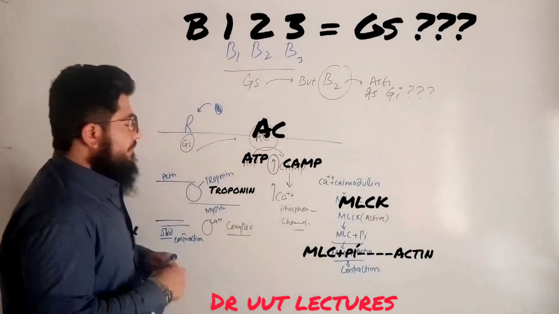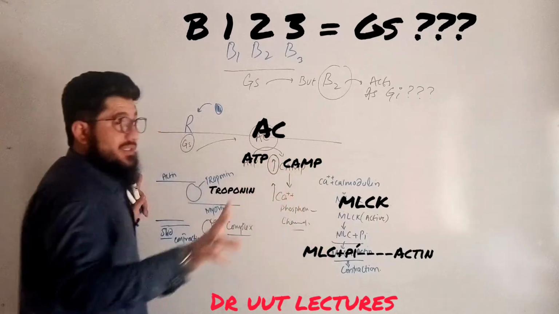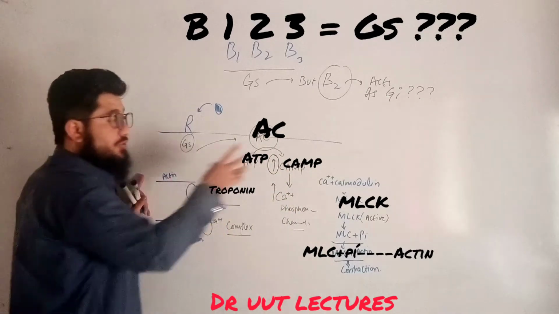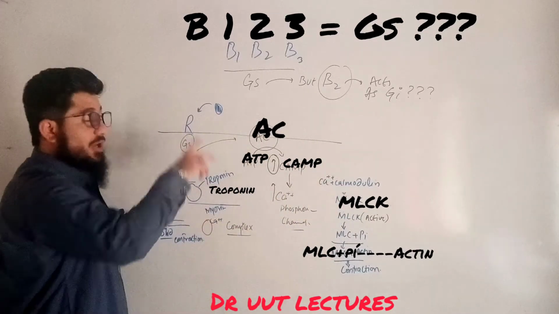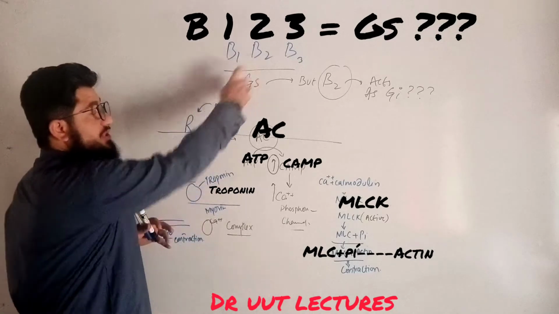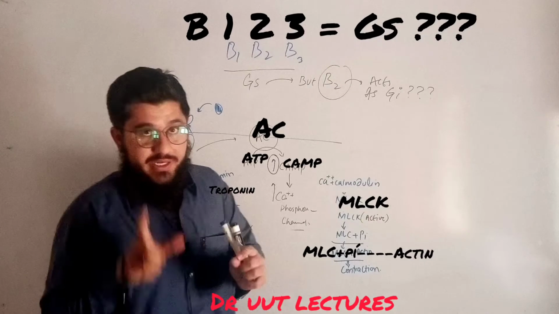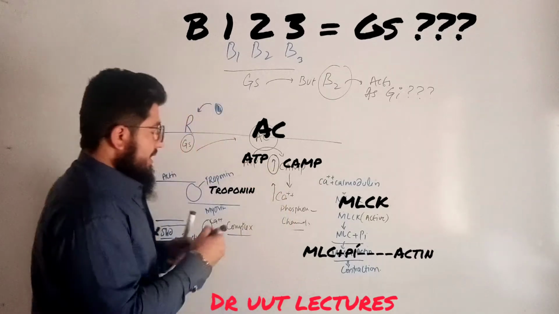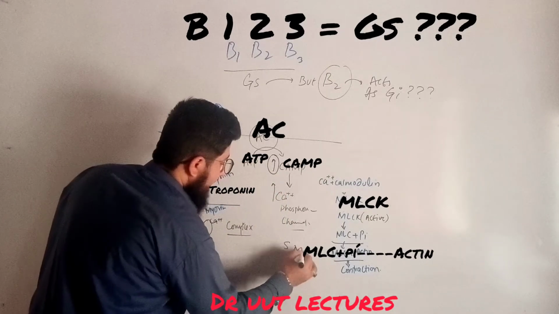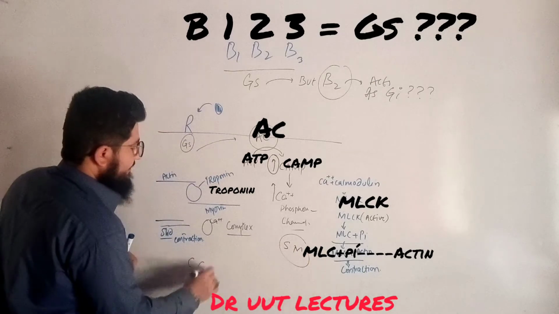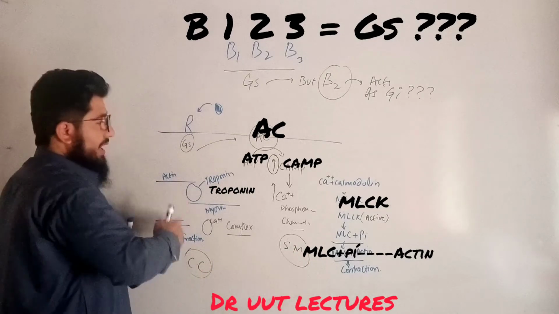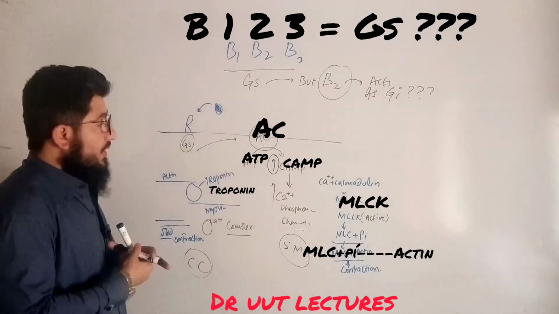Coming to the next point, consider this as two cells. Number one, cardiac cell. Number two, smooth muscle cell. Because I'm going to make you understand the concept of beta 2, for that I'm going to give you the example of two cells, cardiac cells and smooth muscle cells. Smooth muscle cell, SM, and cardiac cell. This is the cardiac cell, and that is the smooth muscle cell.